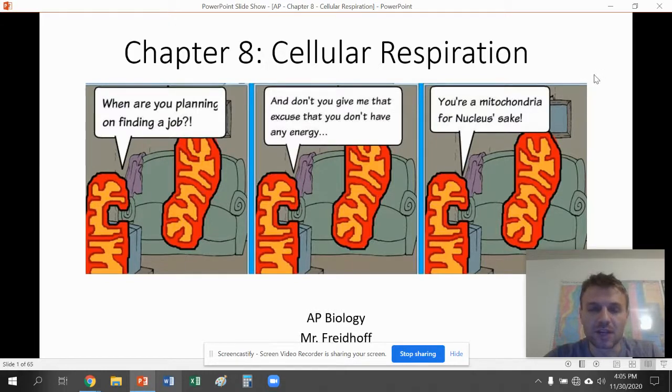The big concept for this chapter is we don't use the energy directly from glucose. We have to first transfer it to ATP before we can use it. So the whole process here that we're going to talk about in the next few sections is getting that energy that we got from glucose and transferring it to ATP and making it usable energy.